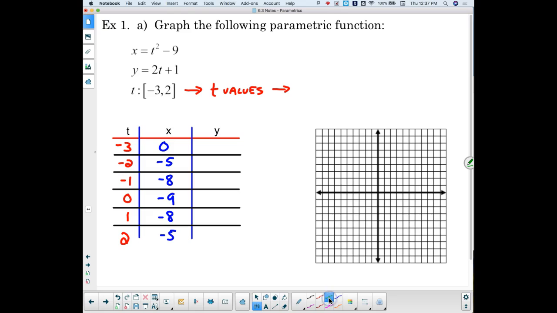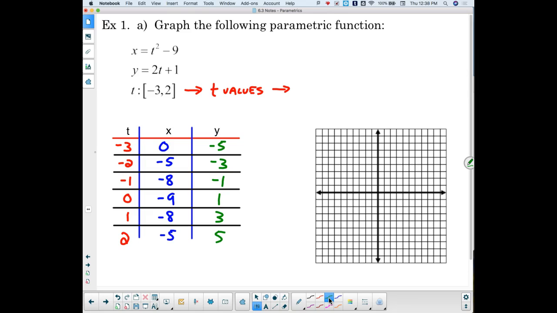Now I'm going to go back and put in those same t values in my y function. -3 times 2 is -6, plus 1 is -5. -2 times 2 is -4, plus 1 is -3. -1 times 2 is -2, plus 1 is -1. 2 times 0 is 0, plus 1 is 1. 2 times 1 is 2, plus 1 is 3. 2 times 2 is 4, plus 1 is 5. So I've got all those values.